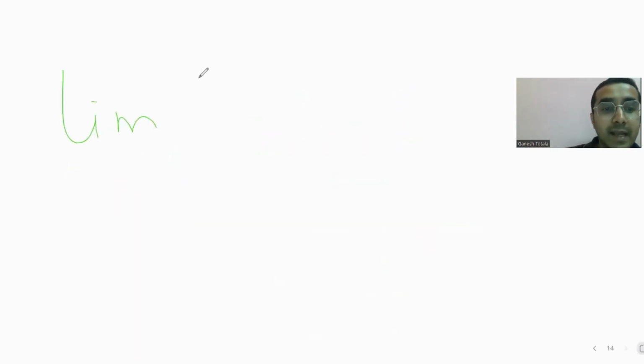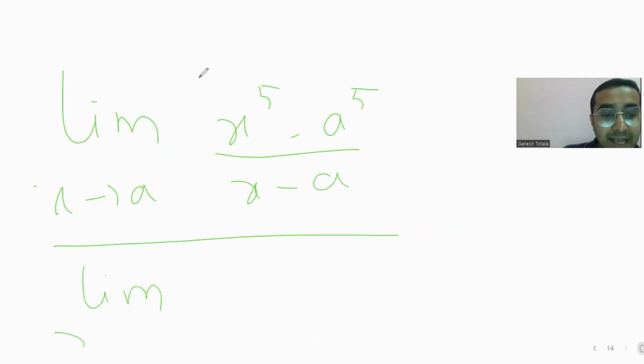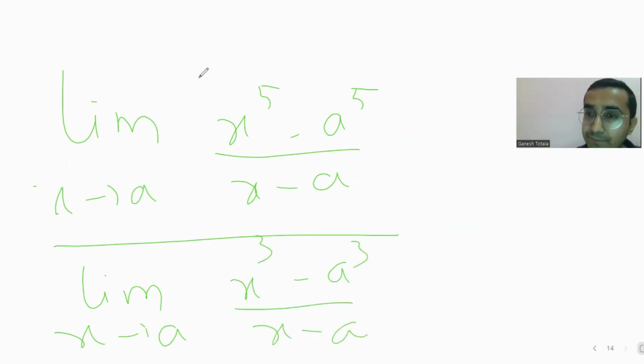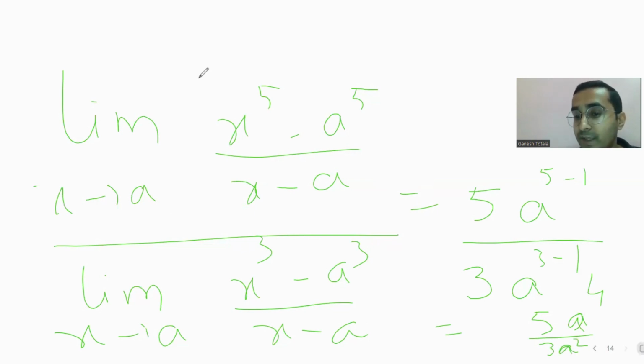So we will be having limit as x is tending to a of (x raised to 5 minus a raised to 5) divided by (x minus a), divided by limit as x is tending to a of (x cube minus a cube) divided by (x minus a). Now we can take the individual limits. So this limit is n, that is 5 over here, a raised to n minus 1. So it will be 5a raised to 5 minus 1, and in the denominator 3a raised to 3 minus 1. So it will be 5a to the power 4 divided by 3a to the power 2. So a square and a to the 4 get cancelled, and we simply have 5a square by 3.